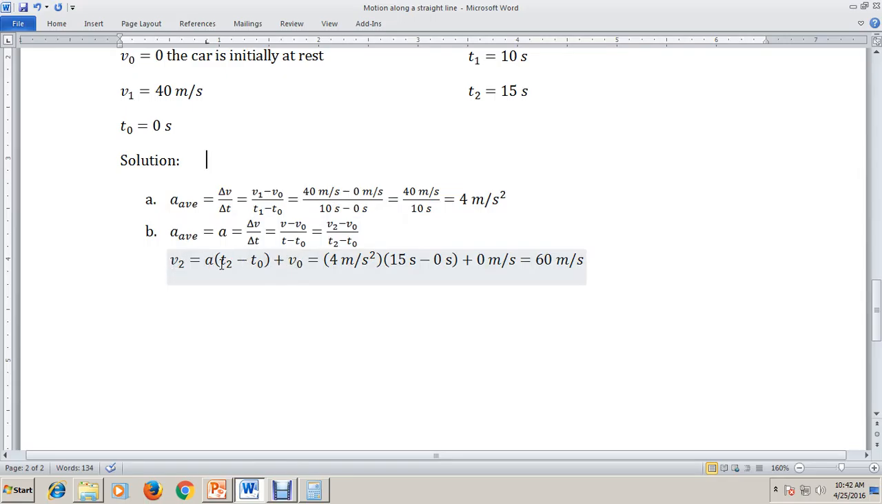Therefore, we have v sub 2 is equal to a times t sub 2 minus t sub 0 plus v sub 0. So simply, this is a direct substitution problem. a is 4 meter per second squared, 15 minus 0 plus 0 gives us 60 meter per second. Okay.